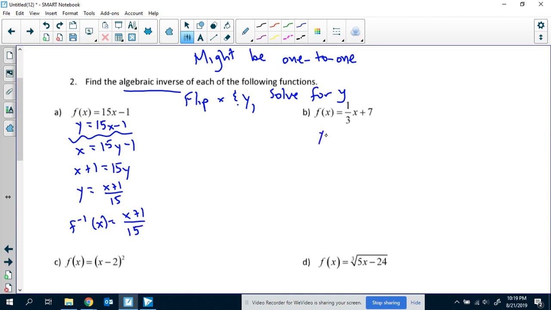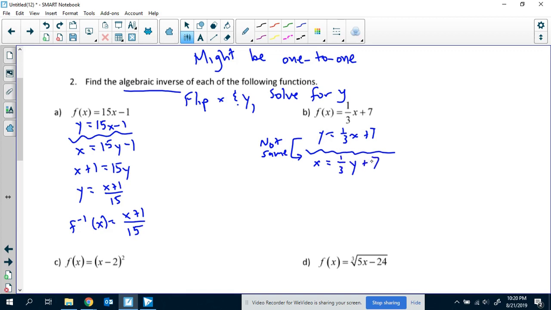Letter B, y equals 1/3 x plus 7. Notice that I'm putting a squiggly line here. That's kind of just helping me remember that these two things are not the same function. I'm finding the inverse function. So when I flip the x and y, it's not actually equal to what I started with.